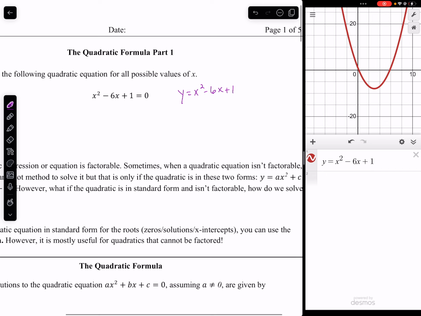Now, let's say we want to find the x-intercepts. To find the x-intercepts, we plug in 0 for y, and then we solve. So we arrive at this equation here.